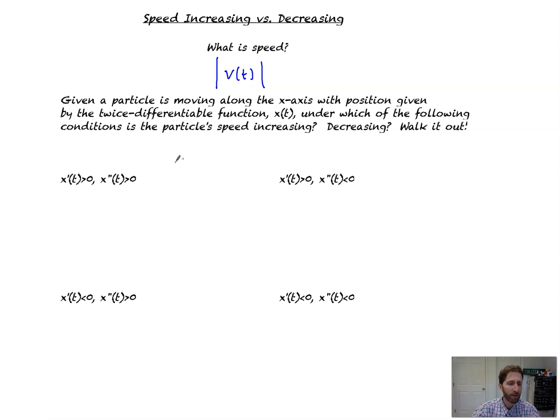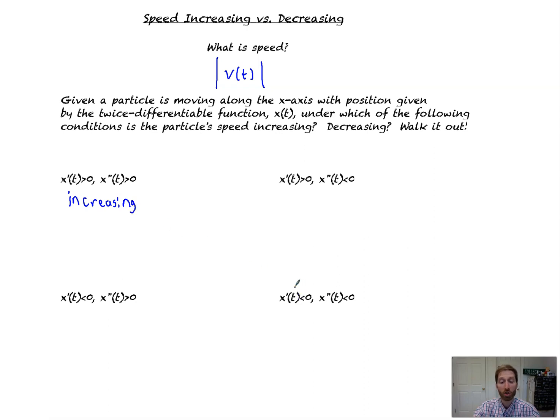All right, well, this first scenario here, it says x prime is greater than 0 and x double prime is also greater than 0. So if x prime is greater than 0, we're moving to the right. If x double prime is also greater than 0, think of it as not only are you moving to the right, but you're being pushed to the right. So if you're moving to the right and being pushed in that direction, you're going to be speeding up in the positive direction. That's it. So speed is increasing.